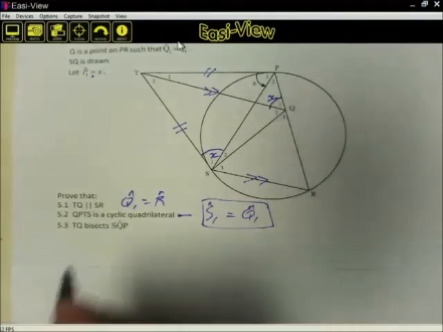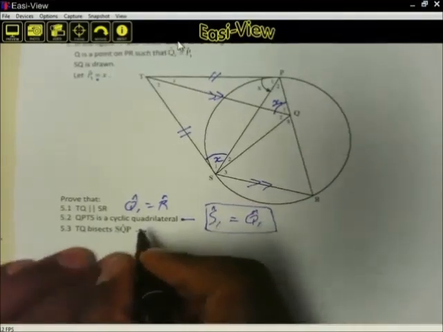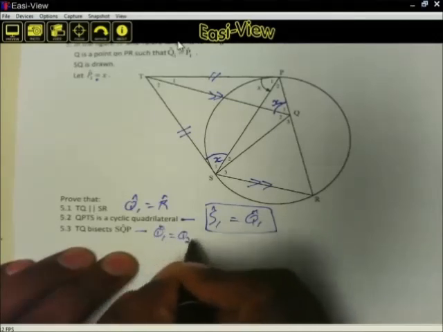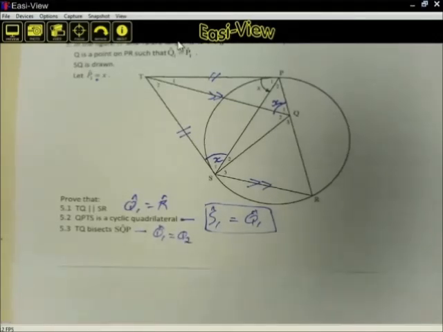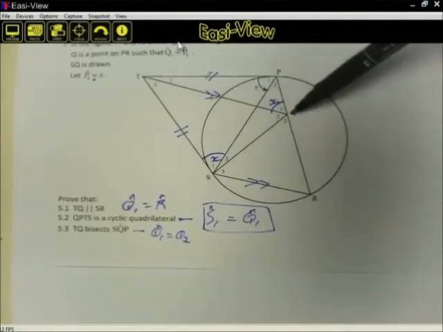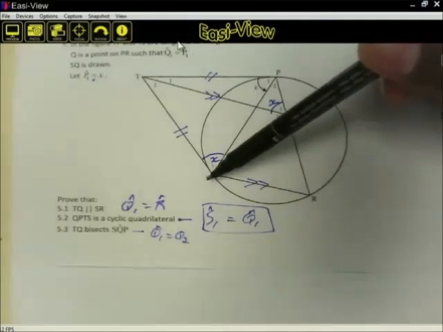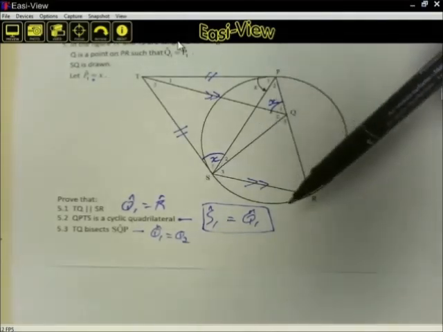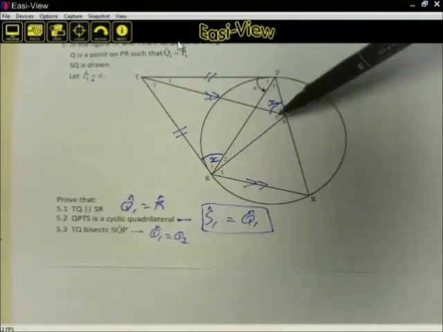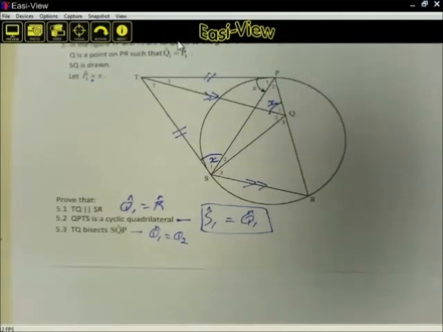If we want to simplify this further, all we have to do is prove that angle Q1 is equal to angle Q2. Here is TQ, and here is angle SQP. If TQ bisects angle SQP, it means Q1 will be equal to angle Q2. That is what we want to prove now. Let's start.